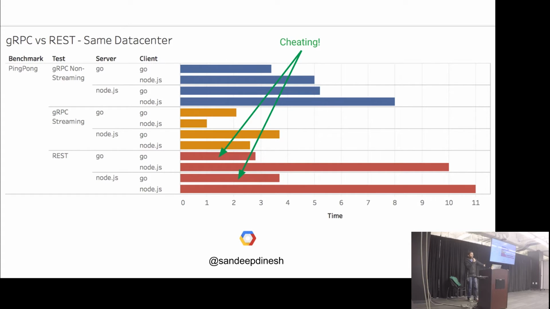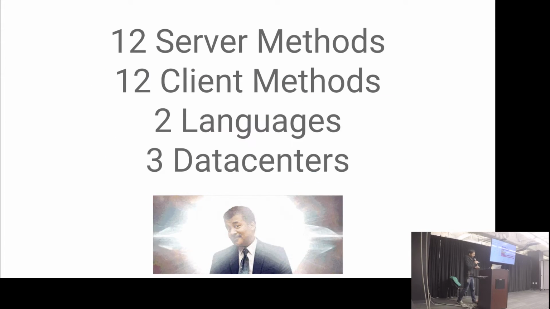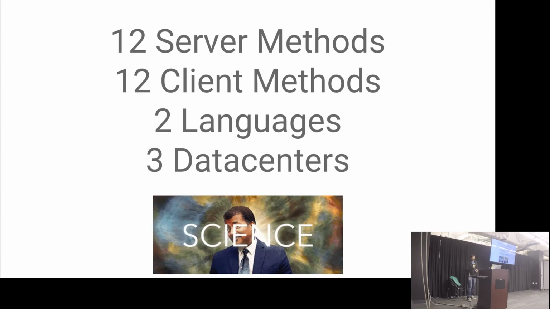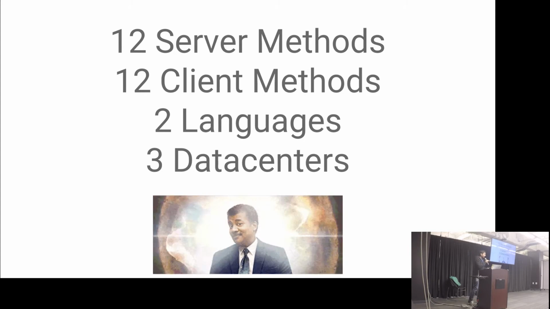I was casting ints raw. I wasn't parsing JSON, which turns out parsing JSON does have an overhead. So yeah, if you just take the HTTP response and cast it to an int, it gets pretty fast. Don't do that. I'll have to redo this when I have time to actually use JSON. But I do expect it to be only somewhat slower than the streaming, probably in line with the gRPC non-streaming, because again, the network is what really affects this performance. So yeah, 12 server methods, 12 client methods, 2 languages, 3 data centers, all for the sake of science.